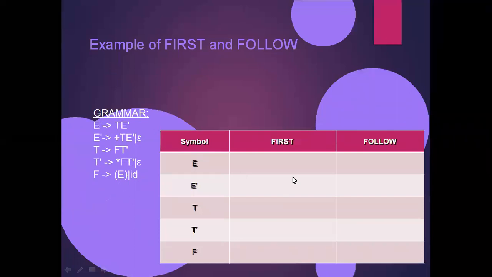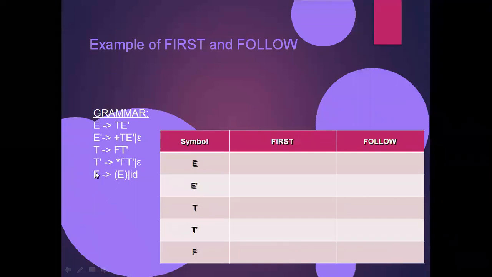See here, I am computing the first function for all the variables, and the follow function for all the variables, right? This table is a first and follow table. What is the first of E? The first appearing symbol is T, where T is a non-terminal, which means we need to determine the first of T. And what is the first of T? First of T is F, where again F is a non-terminal, which means we need to determine the first of F.